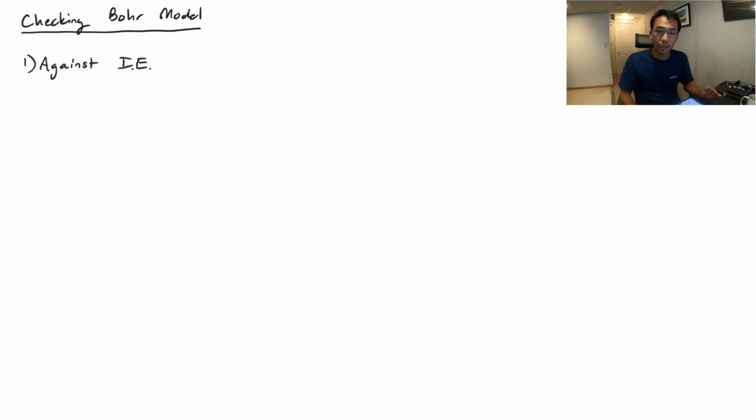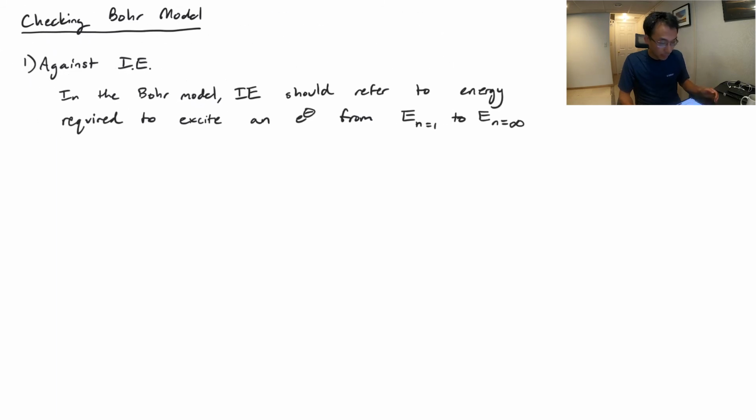Okay, now that we have the math figured out for the Bohr model, we should check it against some of the other experimentally observed properties of atoms. So we'll start off by looking at ionization energy. In the Bohr model, ionization energy refers to a process where your electron starts at the lowest energy level, so n is equal to 1, the lowest possible energy. Then as that electron is removed from the atom, it goes to the highest possible energy value, so n is equal to infinity.